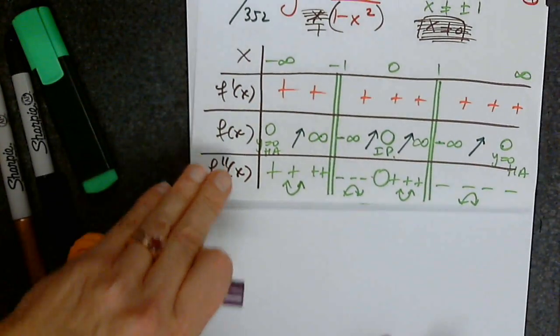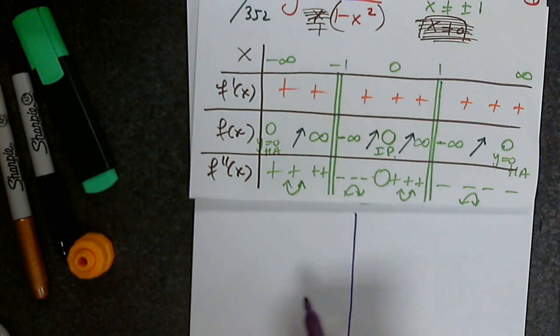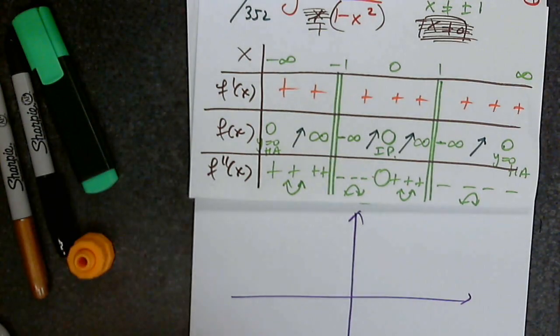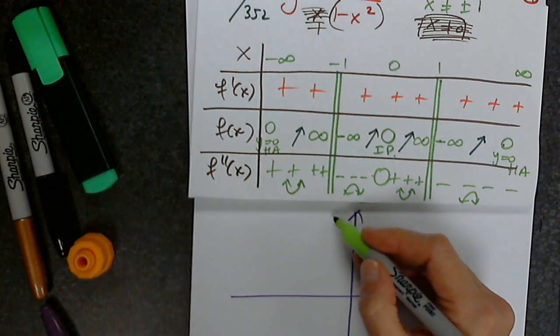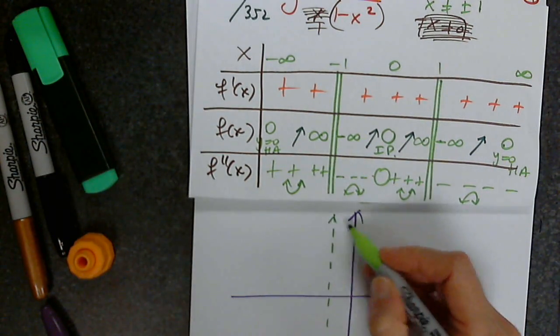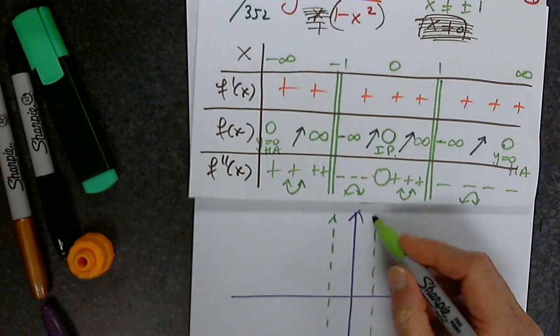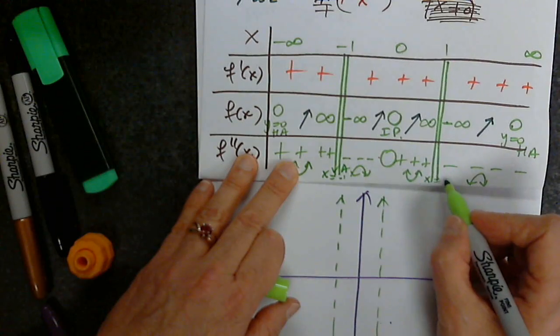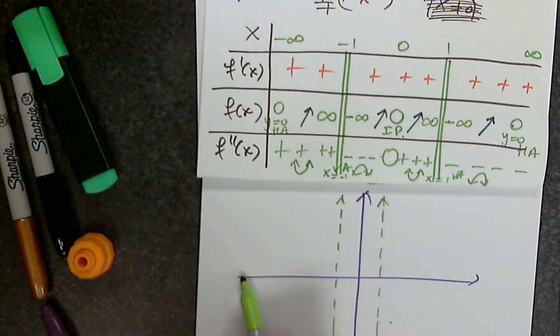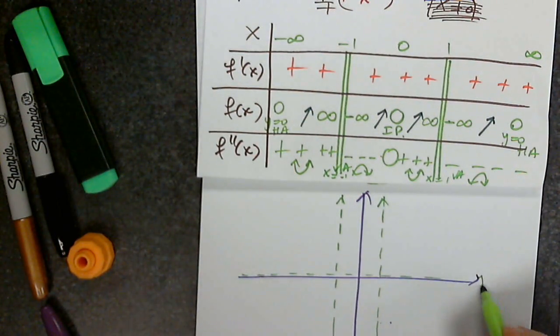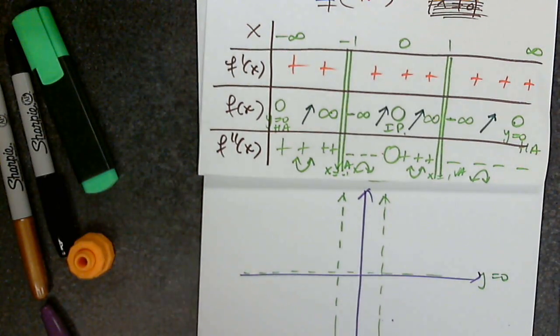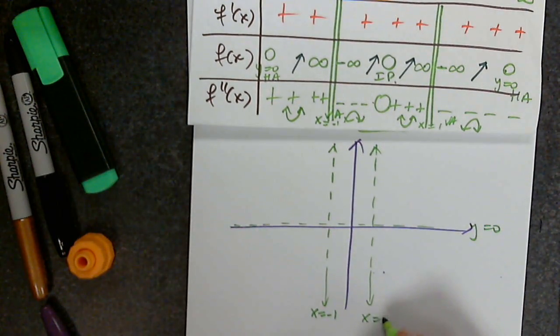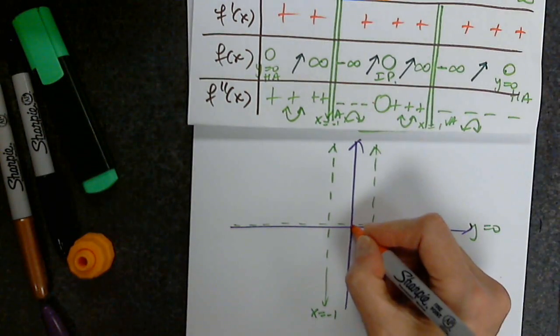Okay, here's the graph. When I graph a function with asymptotes, I have to start by graphing the asymptotes first. So at negative 1 and at positive 1, I should have written here x equals negative 1 is a VA, and x equals 1 is a VA. And the horizontal asymptote, y equals 0. The only point I see is 0, 0.